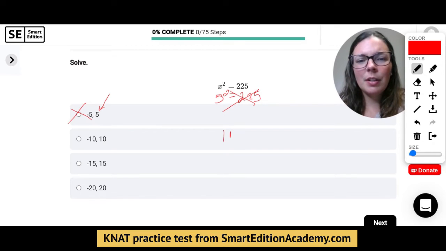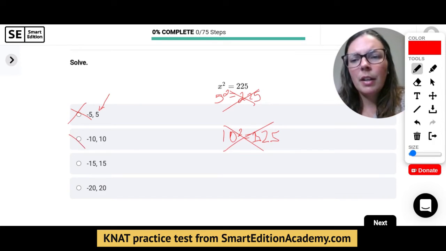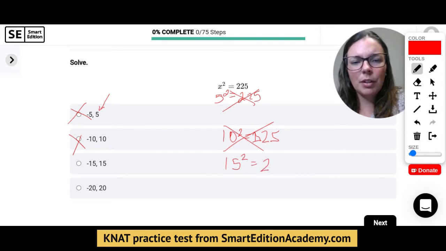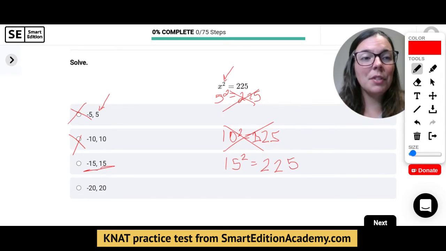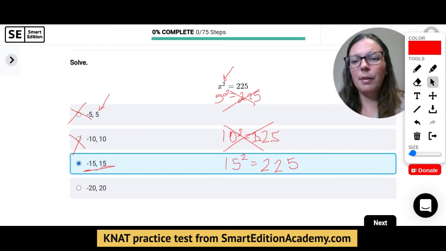We could check 10. So 10 squared, does that equal 225? Should know that one pretty well, right? 10 times 10 is 100, so nope. And then how about this one, 15 squared? So if I plug in 15 times 15, I will get 225, okay? And because it is something squared, it's always the positive, but also the negative, because negative 15 times negative 15 is also 225.